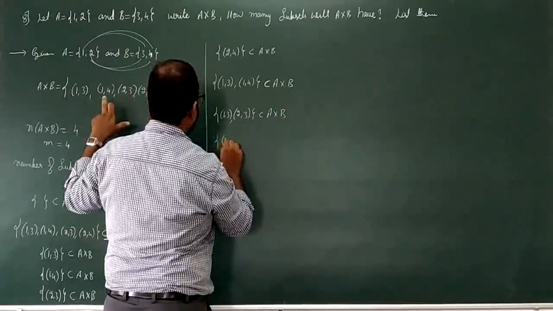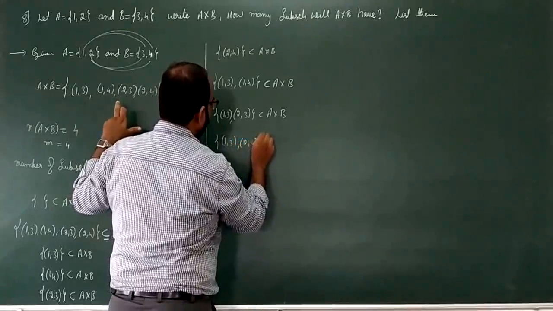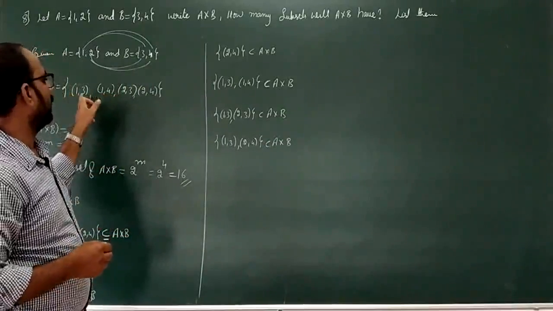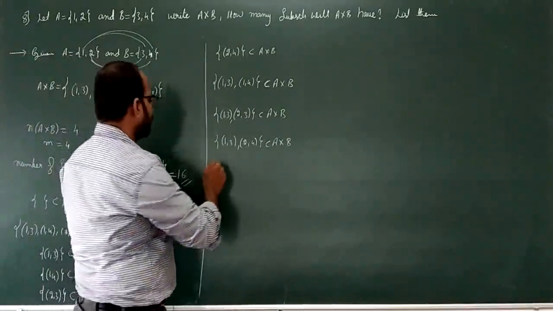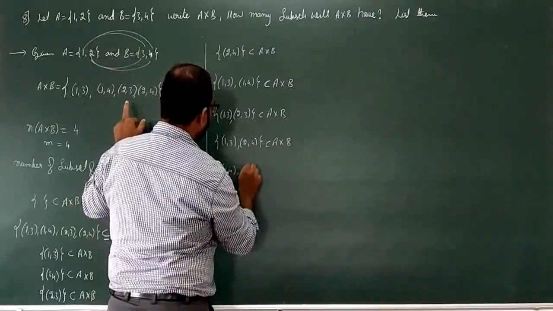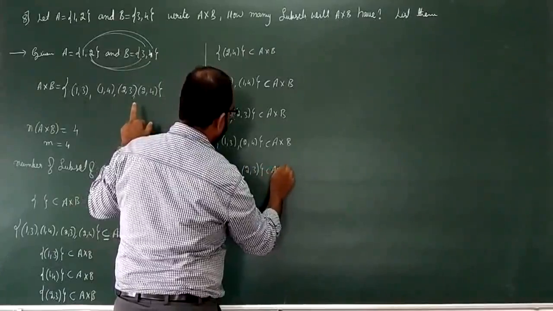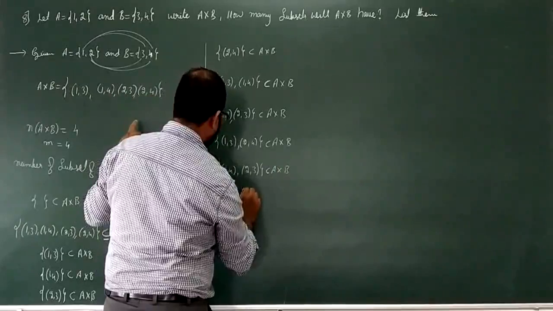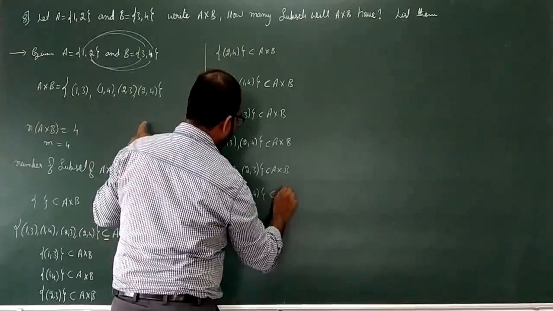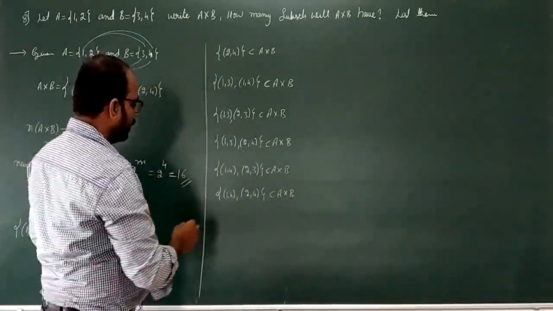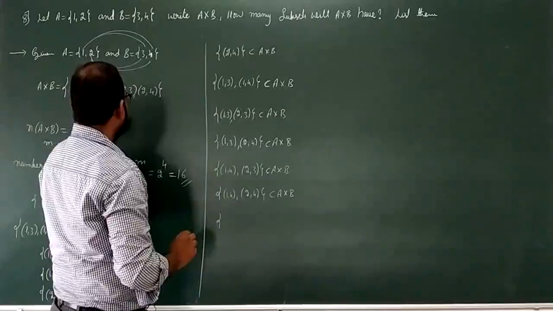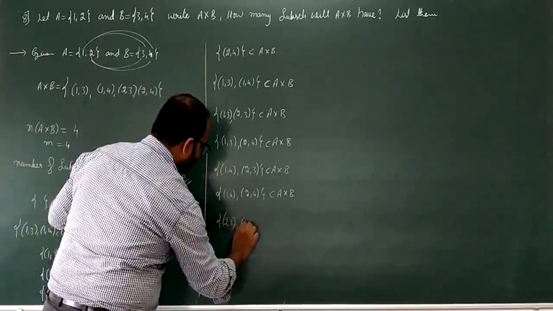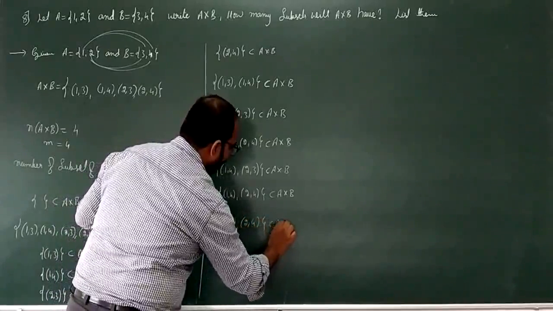Next one, {(1,3),(2,4)} is a subset of the Cartesian product of A and B. Next, take (1,4) and (2,3). Next one, that is {(1,4),(2,3)} is a subset of the Cartesian product of A and B. Next, {(1,4),(2,4)} is a subset of the Cartesian product of A and B. Next one: (1,3),(1,4) done, (1,4),(2,4) done. Next, take (2,3),(2,4). {(2,3),(2,4)} is a subset of the Cartesian product of A and B.